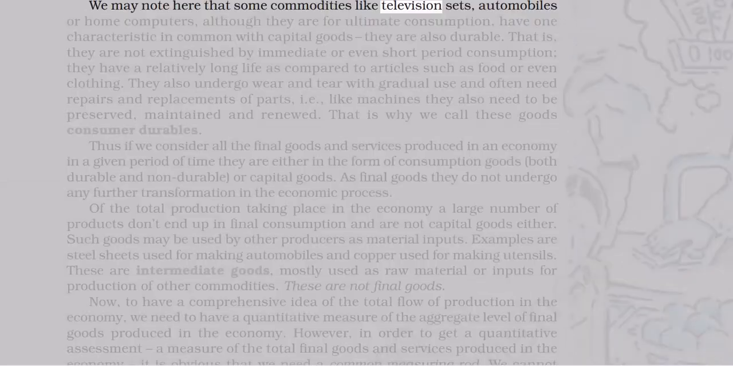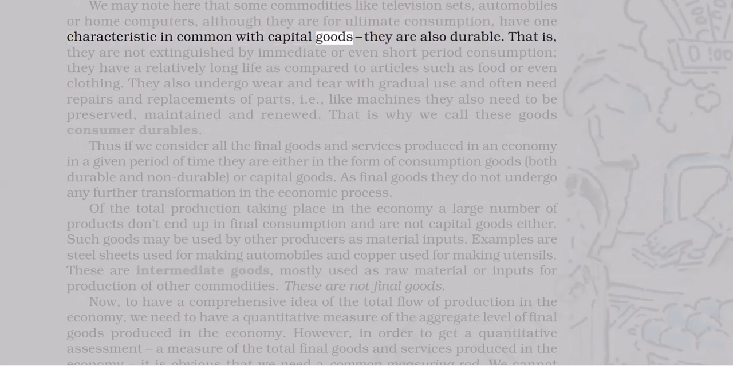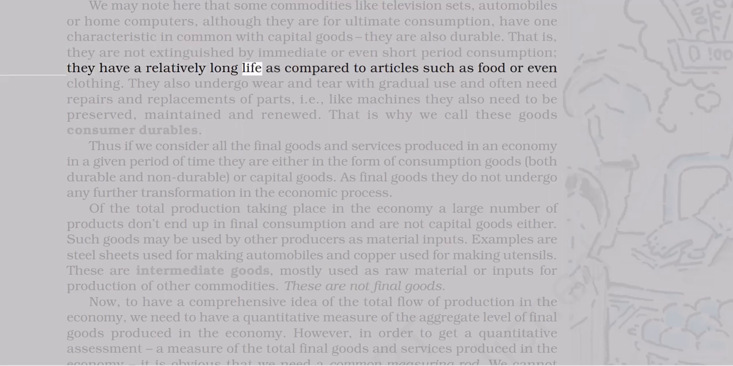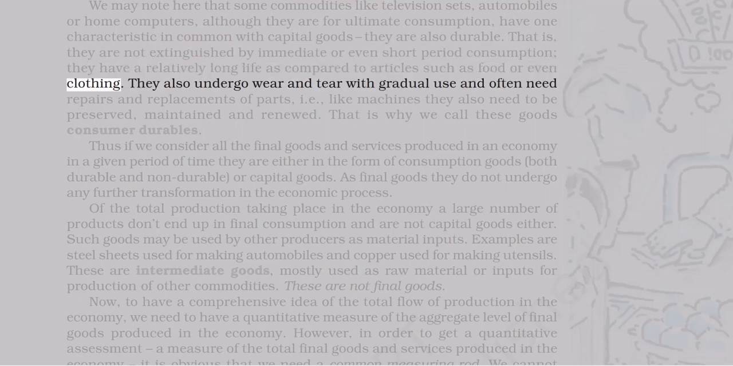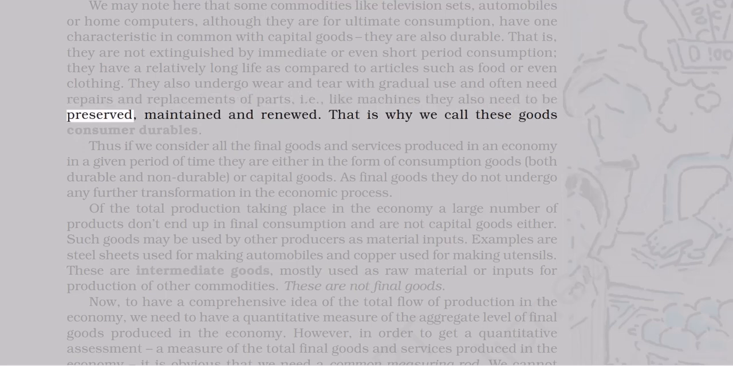We may note here that some commodities like television sets, automobiles, or home computers, although they are for ultimate consumption, have one characteristic in common with capital goods: they are also durable. That is, they are not extinguished by immediate or even short period consumption. They have a relatively long life as compared to articles such as food or even clothing. They also undergo wear and tear with gradual use and often need repairs and replacements of parts, i.e., like machines, they also need to be preserved, maintained, and renewed. That is why we call these goods consumer durables.